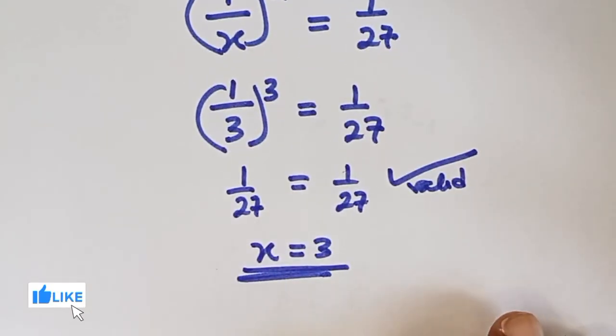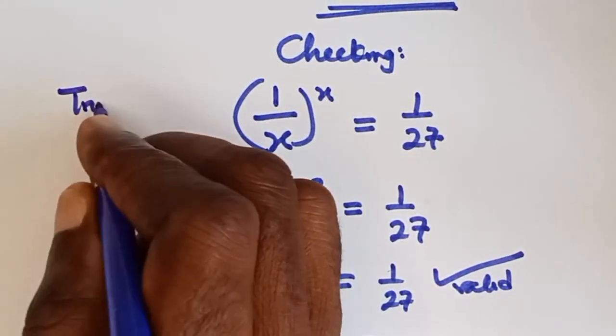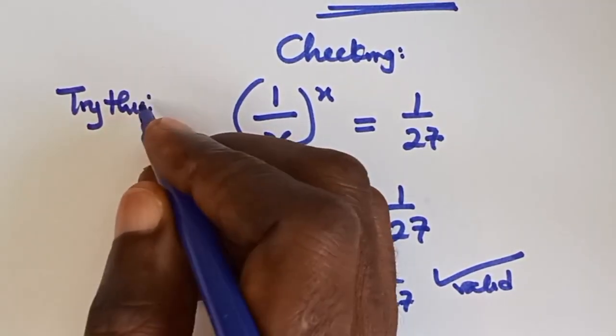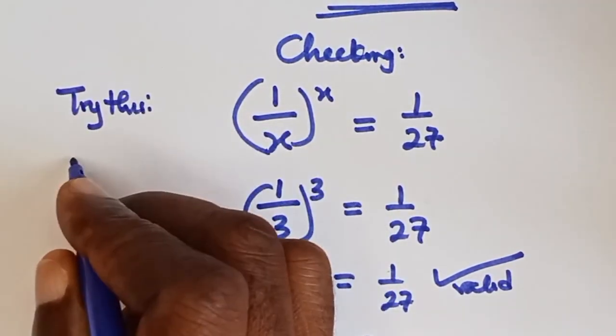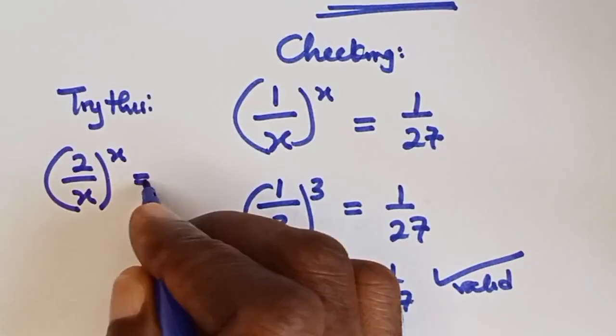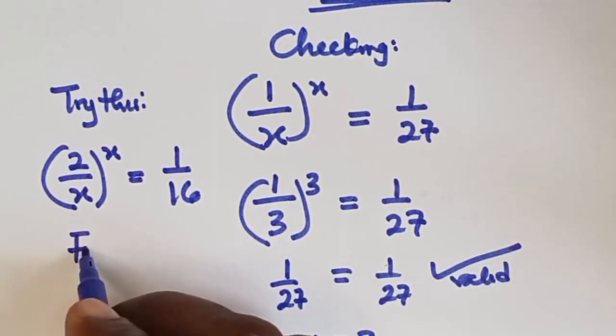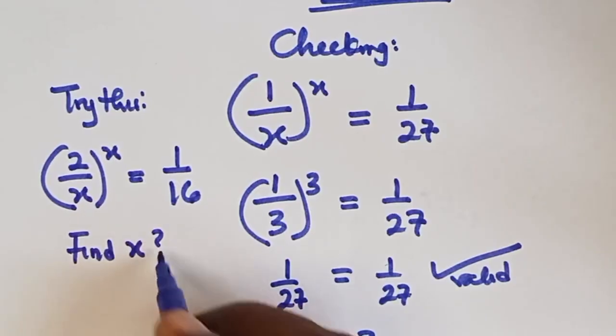Alright, so now let's try something similar to that. Let's try this. We have (2/x)^x = 1/16. Now let's find x.